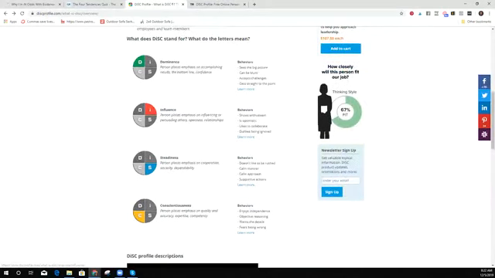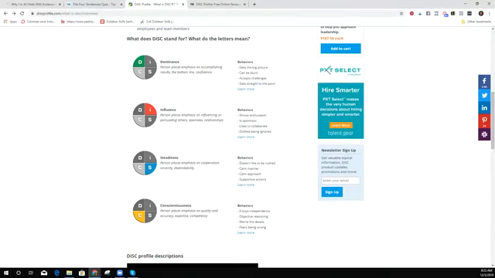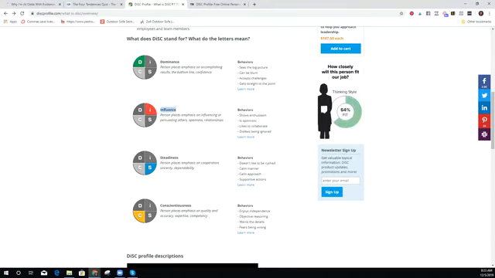All right, so I'm going to move on to the I. People who are I tend to be more focused on building relationships and connecting with people. I would say someone who's a people person tends to be a high I.